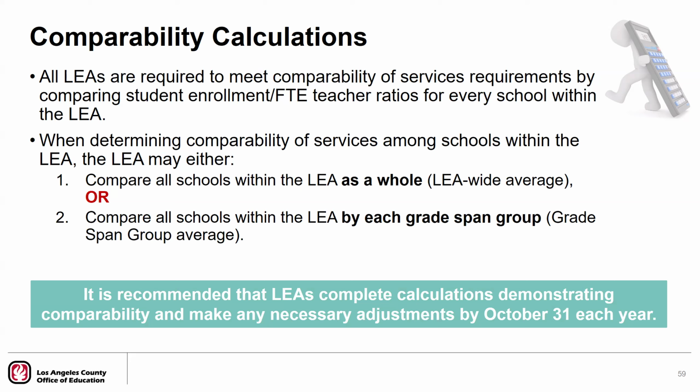And so if schools are not comparable, then the LEA must make adjustments to ensure that all schools are in a comparable position. And so completing these calculations early enough in the school year will allow the LEA to make any needed adjustments with the least amount of disruption. And so CDE recommends that the LEAs complete the calculations and make any necessary adjustments by October 31st of each year.